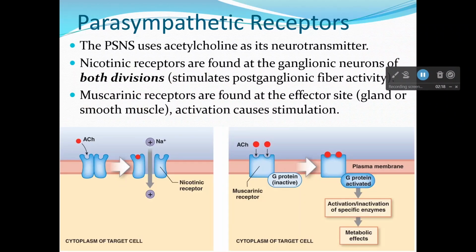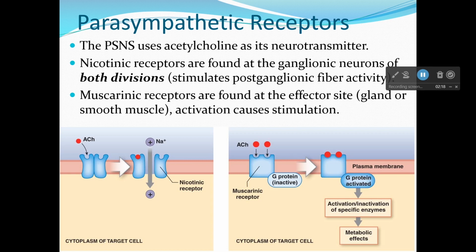All right, so on the parasympathetic side, at the end organ again, the parasympathetic system uses acetylcholine as its neurotransmitter, the very same molecule that skeletal muscle uses, right? The body is great at this, using the same molecule for different things in different places.